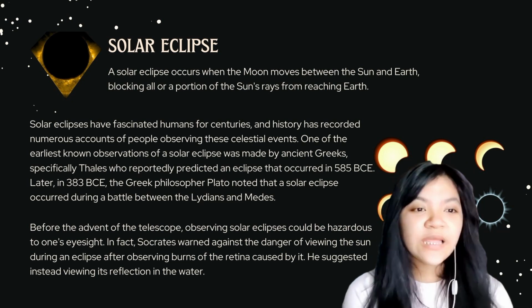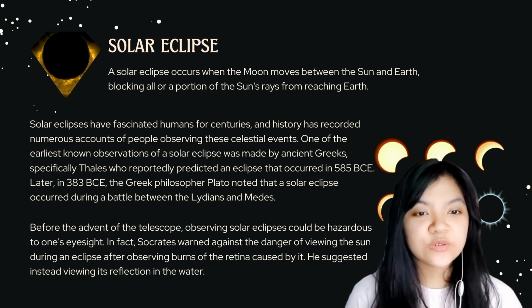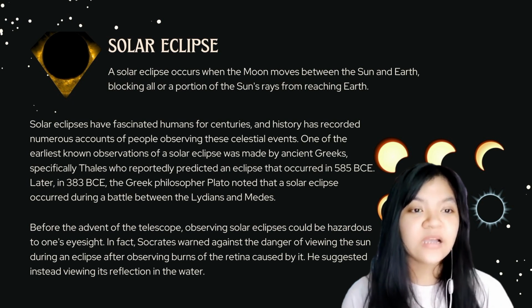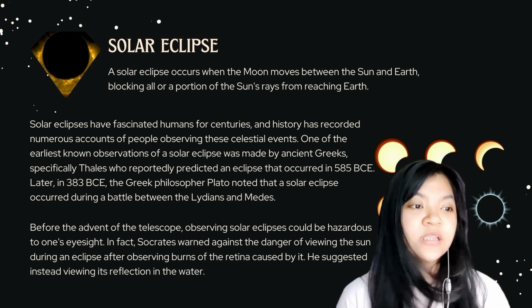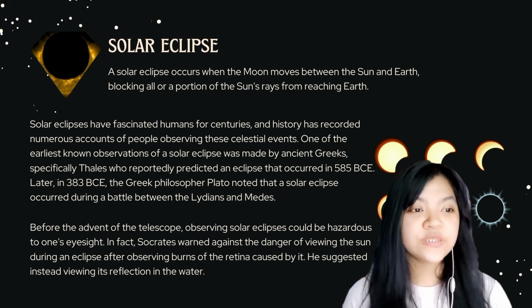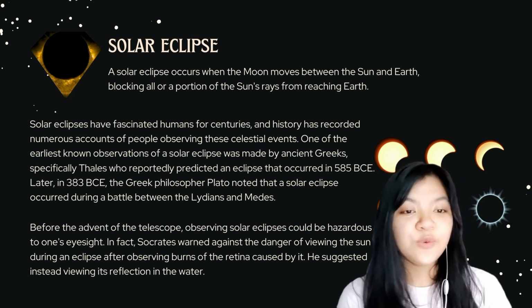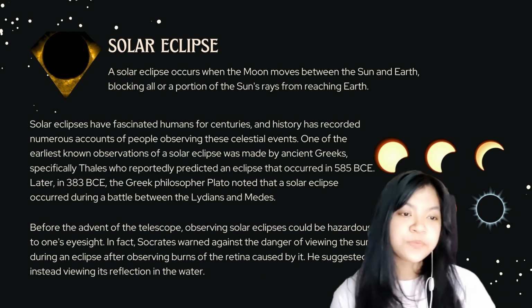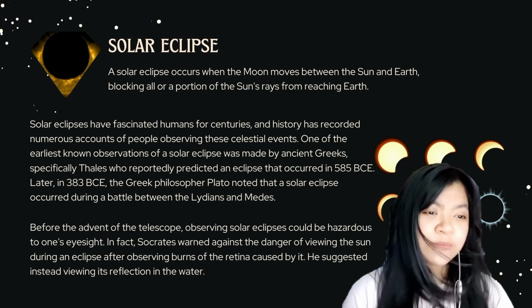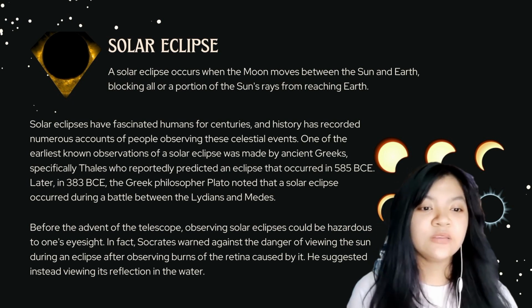Before the advent of the telescope, observing a solar eclipse could be hazardous to one's eyesight. In fact, Socrates warned against the danger of viewing the sun during an eclipse after observing burns of the retina caused by it. He suggested instead viewing its reflection in the water. Observing a solar eclipse could be hazardous, and in fact, viewing the eclipse can cause permanent vision loss.